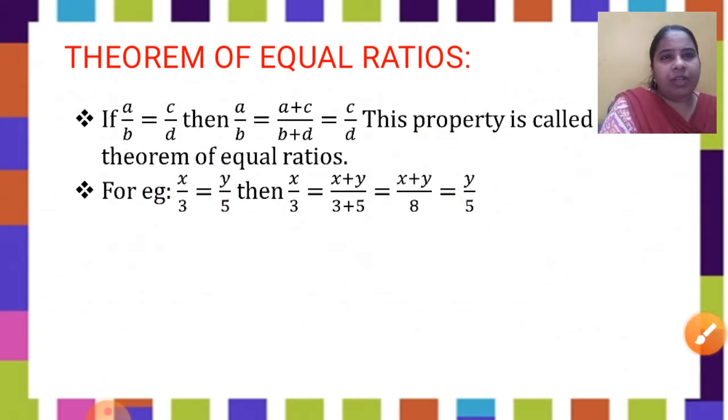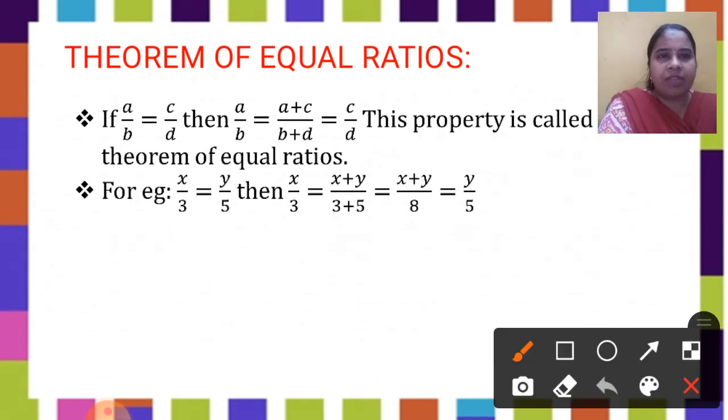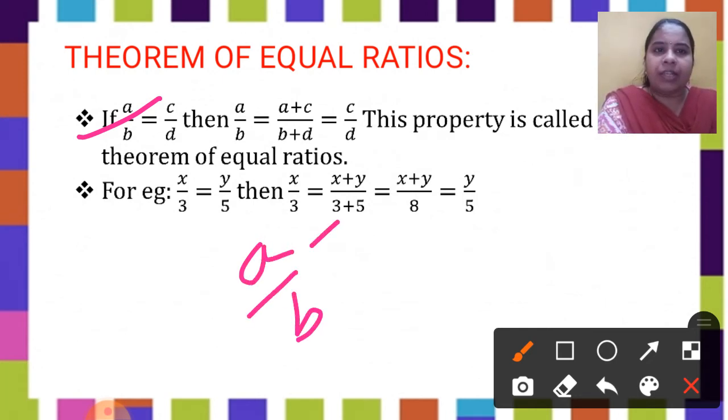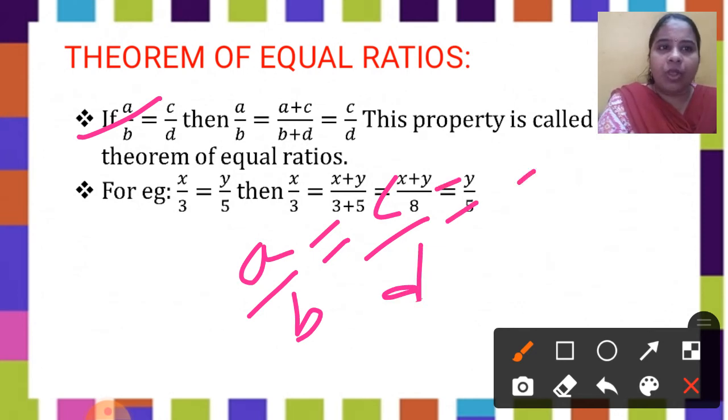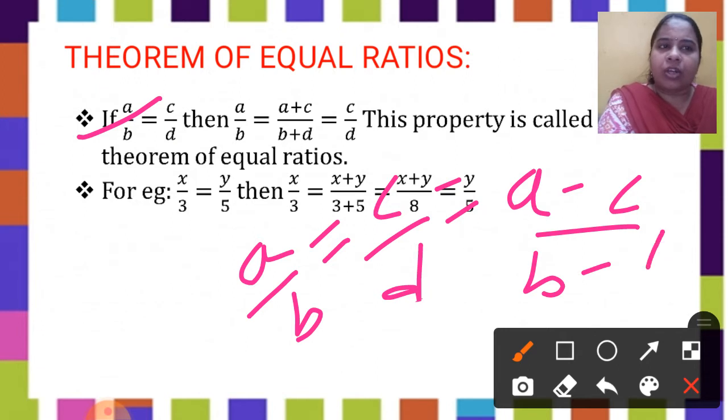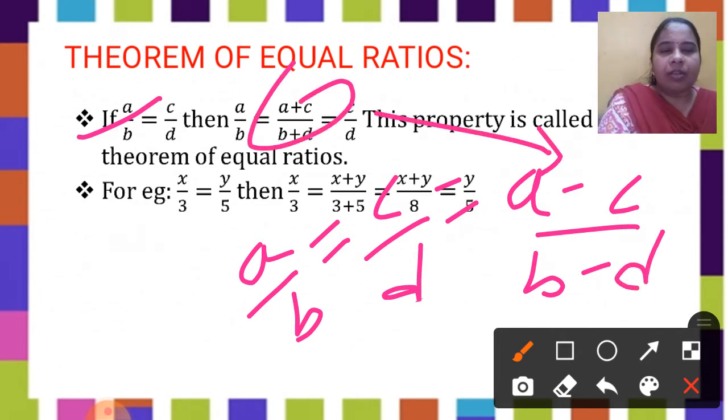This is nothing but the theorem of equal ratio, that the numerators can be added. This can also be written as, if it is A upon B and that is equal to C upon D, this can also be equated to (A minus C) upon (B minus D). It's not that it is always added, it can be subtracted also like this. Okay, I hope this concept is clear now.